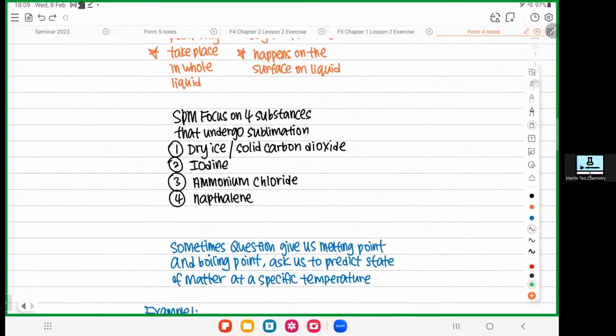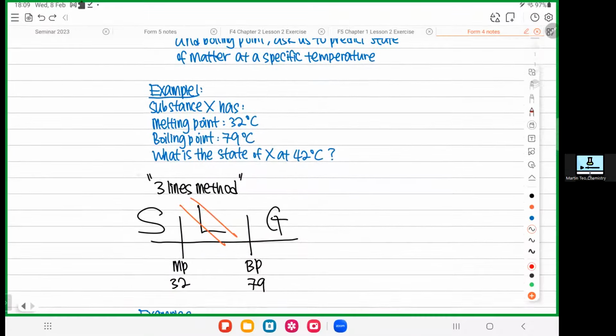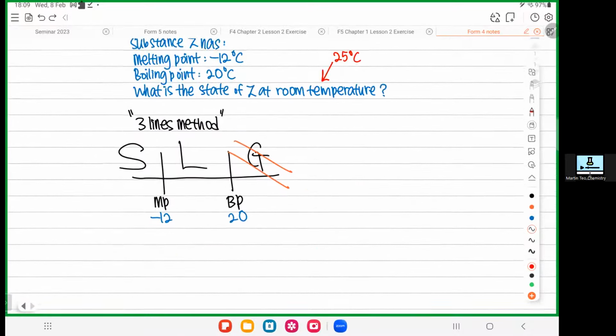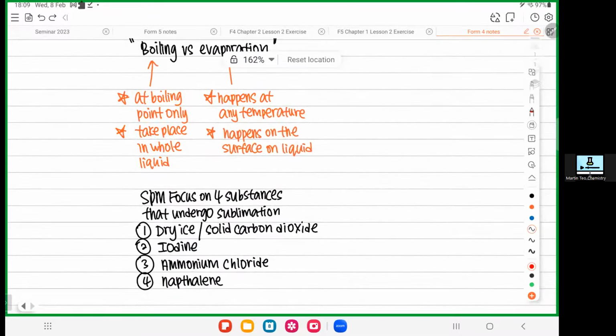All right. So the last thing before the class ended in the previous lesson, we covered something called the 3 lines method. The 3 lines method is used to predict whether you have a solid, liquid, or gas when the question gives you the melting point and boiling point, and asks you to predict at a specific temperature. Yeah. So we covered 2 examples. Okay. So this is everything that we learned in the last lesson. So I hope everyone still remembers.